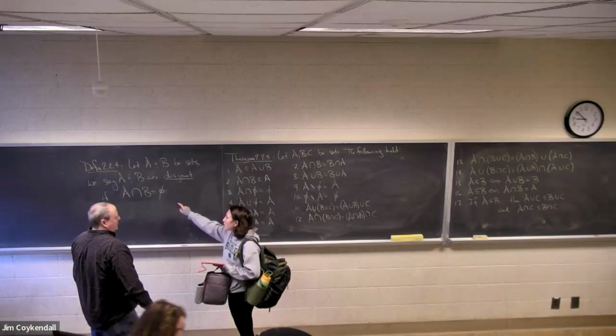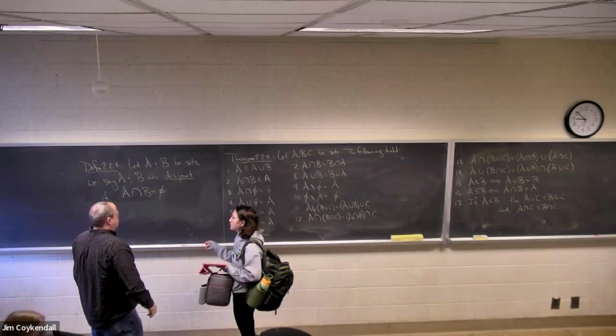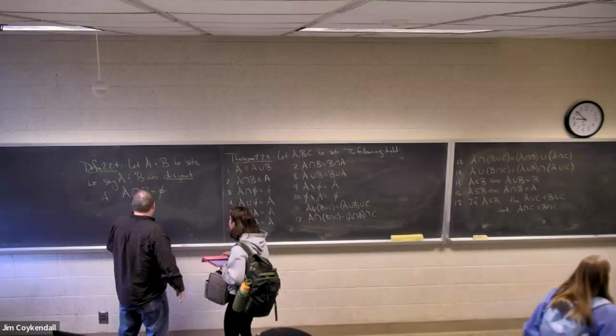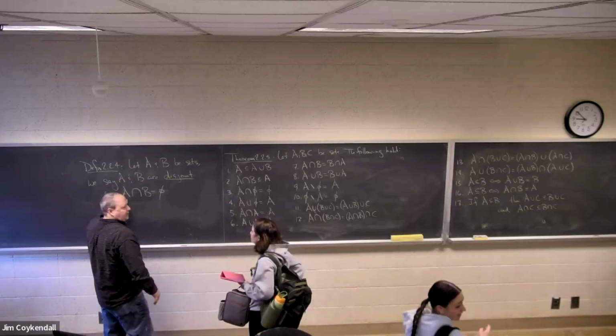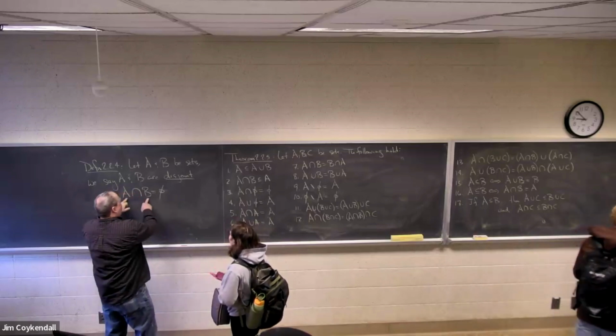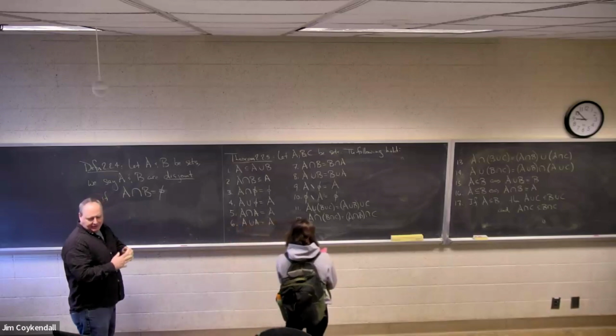They have no elements. Right, they're intersections, so remember what this is: the set of everything that's contained in A and also contained in B. If they've got nothing in common, then there's nothing in that set. Right, sure.